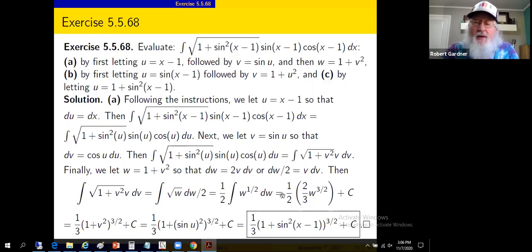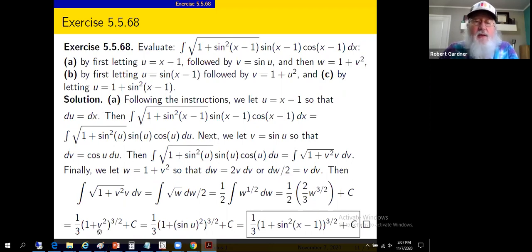Now it's a matter of unwrapping all these variables that we've introduced, taking it from w back to v. w is 1 plus v squared, so we'll substitute 1 plus v squared in there. There's your 1, so cancel the 2's, 1/3. Stuff to the 3/2. This stuff has become 1 plus v squared. Don't forget the plus c.